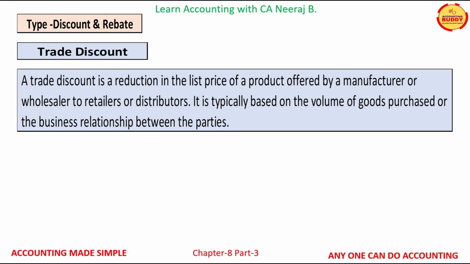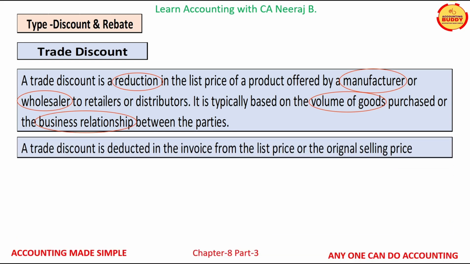A trade discount is a reduction in the list price of a product offered by a manufacturer or a wholesaler to a retailer or distributor. It is typically based on the volume of goods purchased or the business relationship between the parties. A trade discount is deducted in the invoice from the list price or the original selling price.